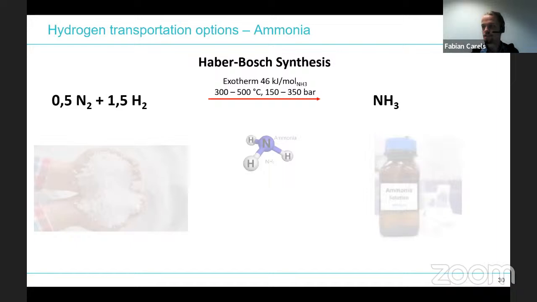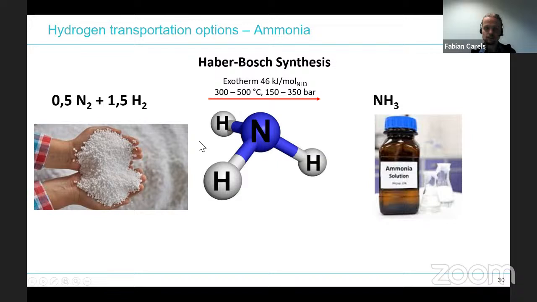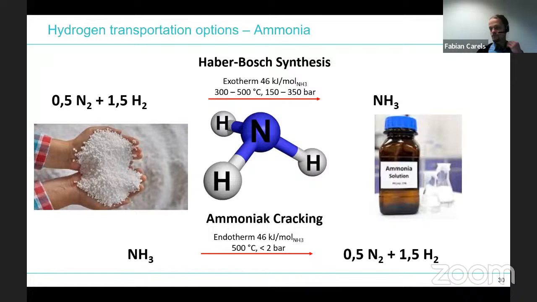Then the ammonia could be used, for example, in the fertilizer industry. Martin Kaltschmidt will talk about this later. And it is also possible to crack the ammonia again to gain pure hydrogen. But here, this is an endothermal process, which means that we need to supply additional energy, mainly heat, to the cracking process. And we lose additional energy, and the energy efficiency of the overall supply chain is lower.